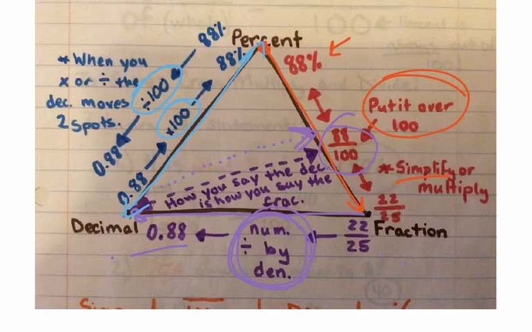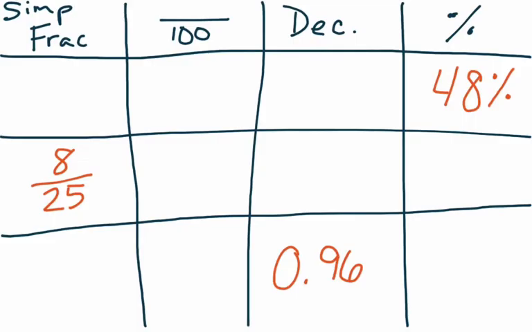So let's do some practice. Let's see if we can make sense of all this. Okay, so for our next couple problems, I've set up a chart for us to talk about simplified fractions, fractions over 100, decimals, and percentages. So we're just going to kind of work our way from the top down.